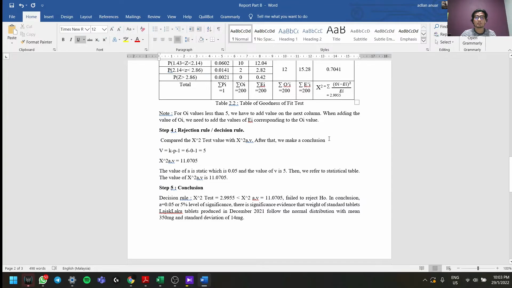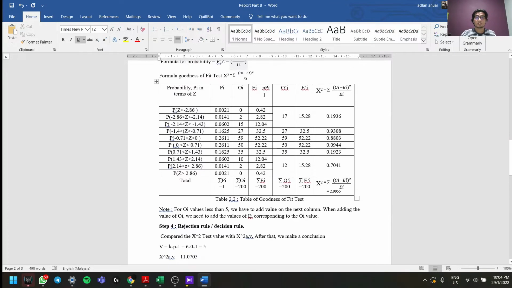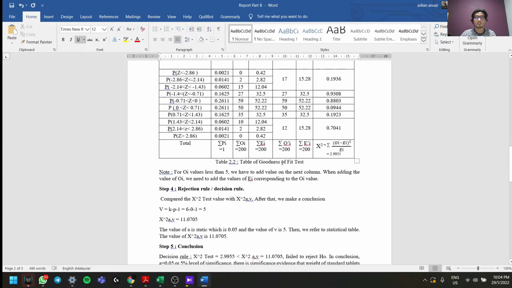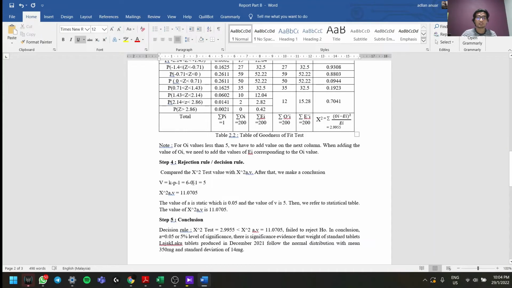After that we make a conclusion. So the formula of v is k minus p minus 1, where k is the number of the OI, which is 1, 2, 3, 4, 5, 6. So 6 minus p, where the value of p is 0 because, based on the question, it is produced by mean distribution and standard deviation, and then minus 1. 6 minus 0 minus 1, so the answer is 5.